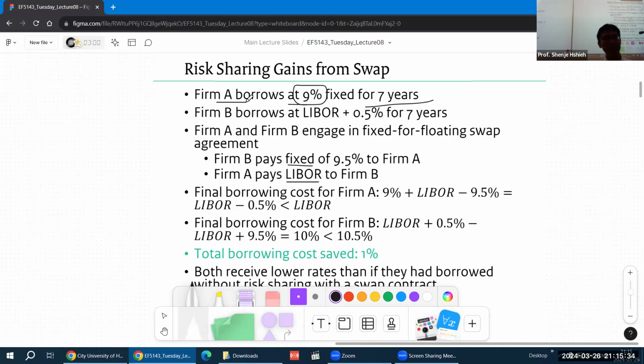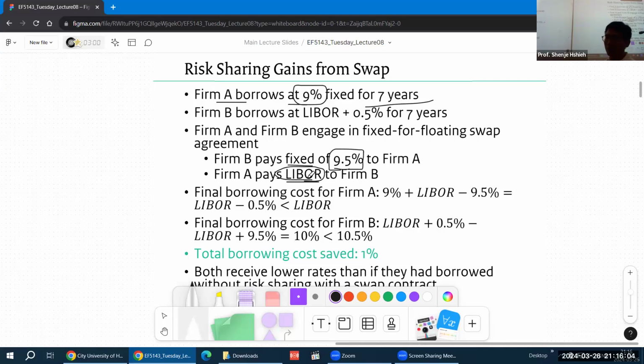And now we're asking these two firms to engage in a swap in which they're trading fixed for floating. So if you're originally borrowing fixed, you're going to take floating. If you're originally borrowing floating, you're going to take fixed. So B now pays fixed. Let's say they found an agreement of 9.5%, and firm A agrees to pay firm B LIBOR. Okay, these are just random values. Suppose they found these two numbers that they agree upon.